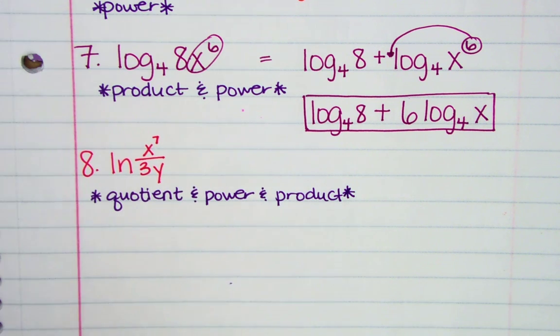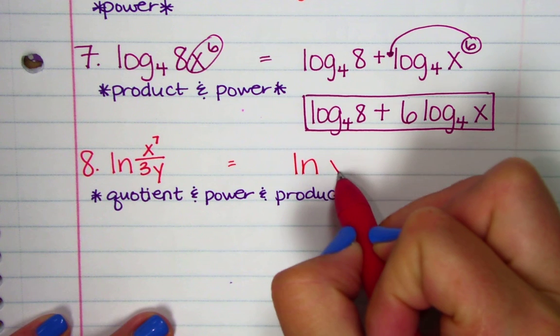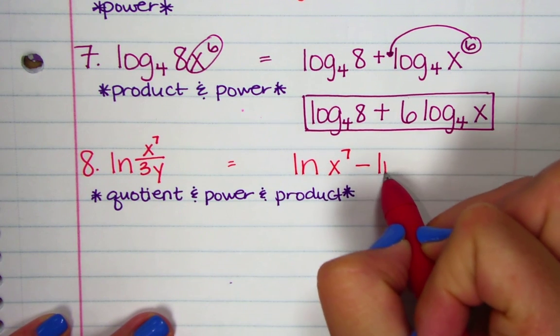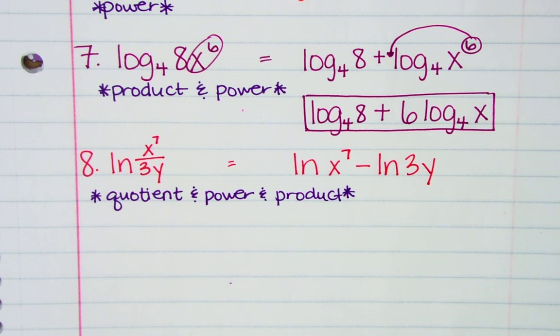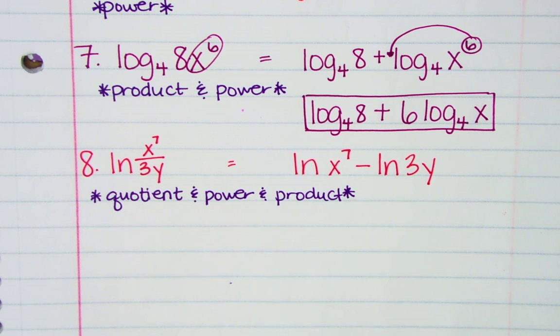With quotient, we subtract, right? So I'm going to do ln x to the 7th power minus ln 3y, natural log of 3y. But we're not totally done. You'll see why I did that. If we have 1, 2, 3 things, that means we're going to have to write 3 different natural logs. Right now we only have 2, so we have to separate it out a little bit more.